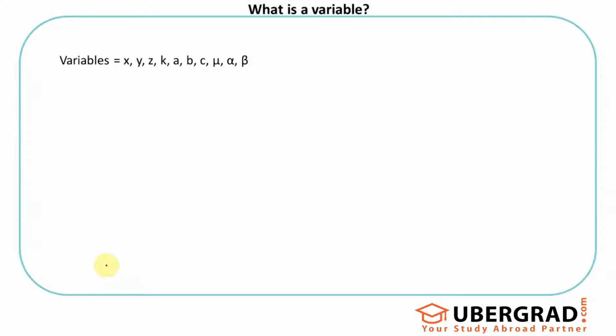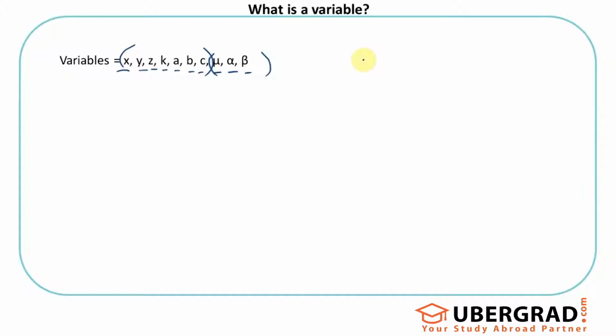So first, let's understand what is a variable, right? The entire algebra as a subject or a domain is built on this concept of variable. So generally we get to see variables like x, y, z, k, a, b, c, mu, alpha, beta, Greek letters, the English letters. So what's the reason that we use any of these letters, right?